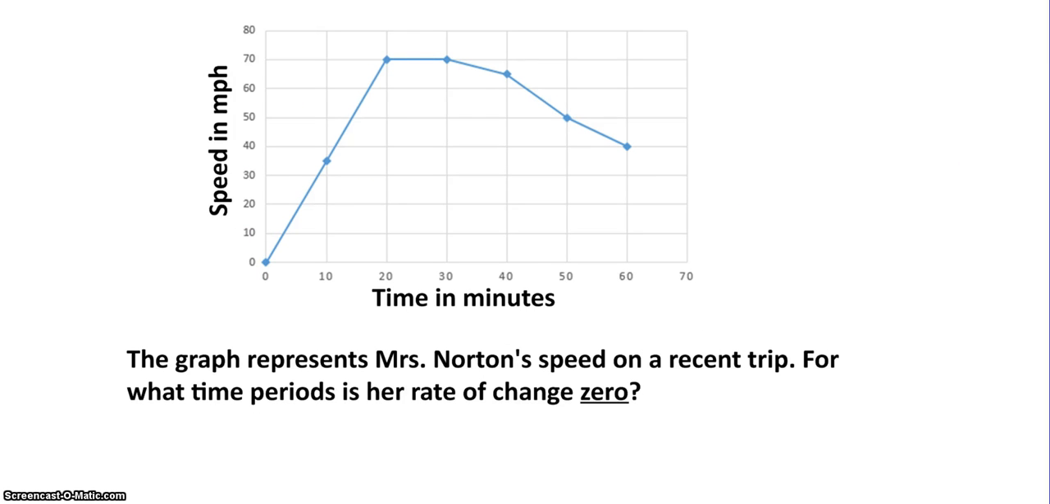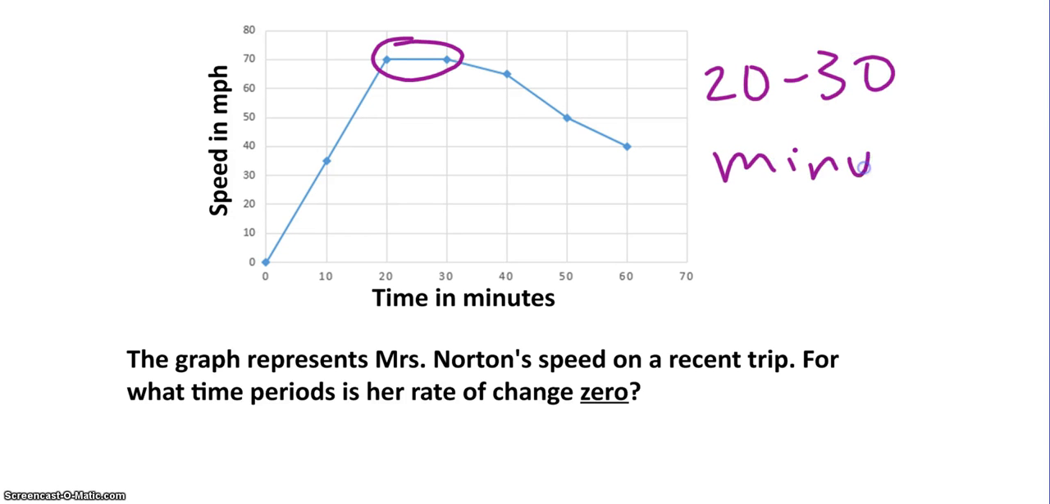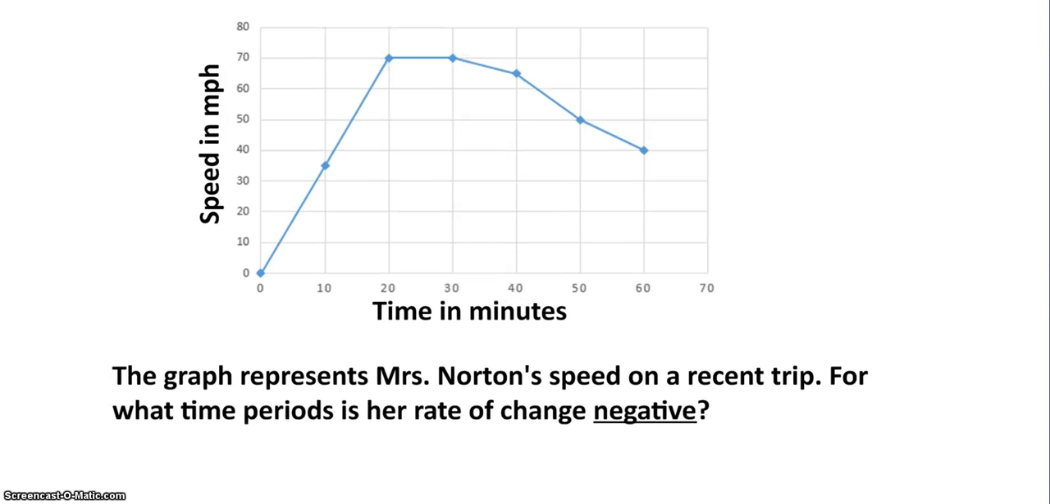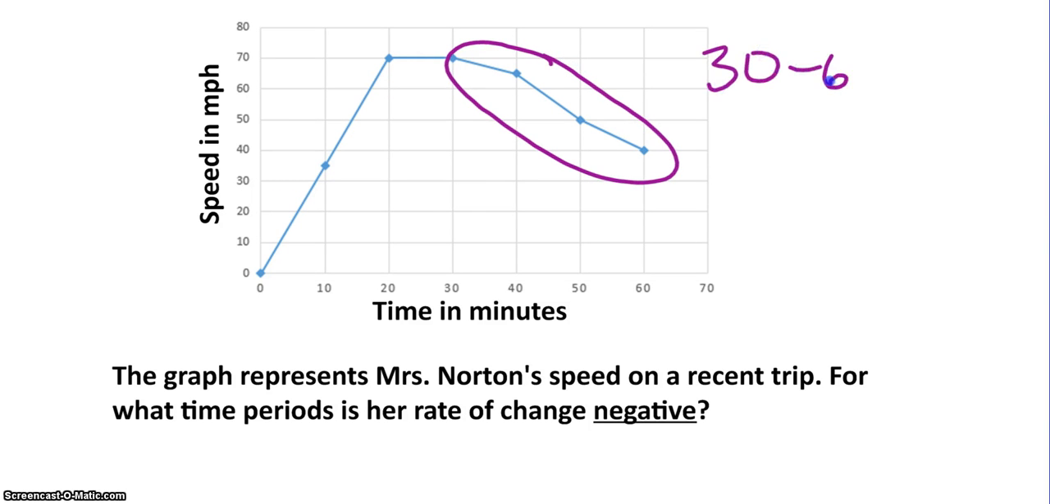Now, looking at the same thing, this time, what is the rate of change? When is it 0? So from the minutes of 20 to 30, I was going 70 miles an hour and I didn't change. So my average rate of change being 0 occurred between the times 20 and 30 minutes. And then it says, when is my rate of change negative? So these are the times that I am decreasing. So between 30 and 60 minutes.